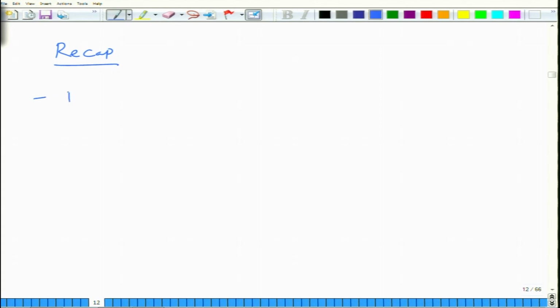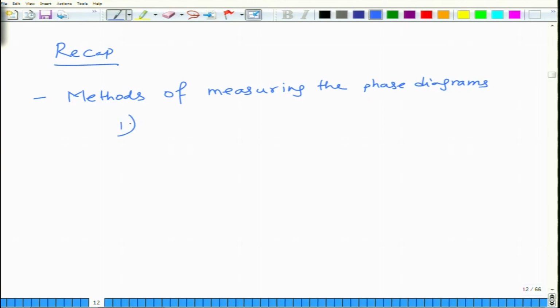We introduced the methods of measuring phase diagrams. So what we basically introduced as the first method is thermal analysis, by measuring the cooling curves.